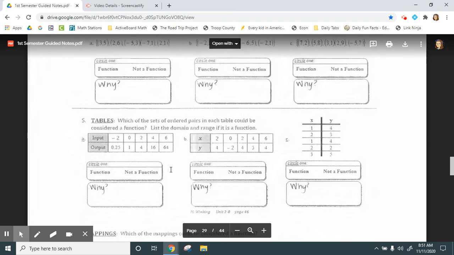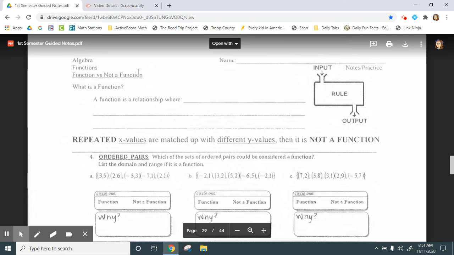So you have a Delta Math all about function versus not a function. So go ahead and start on that, and then come back to Google Classroom once you're done.